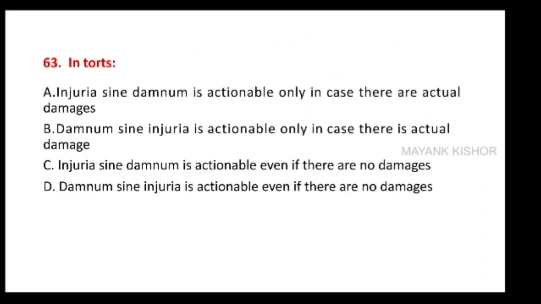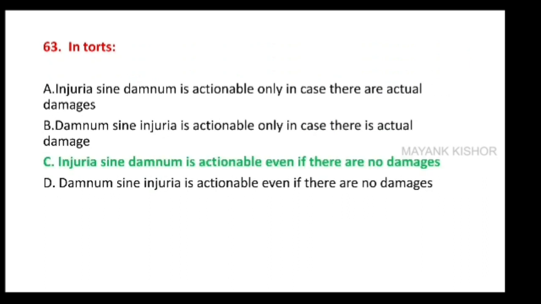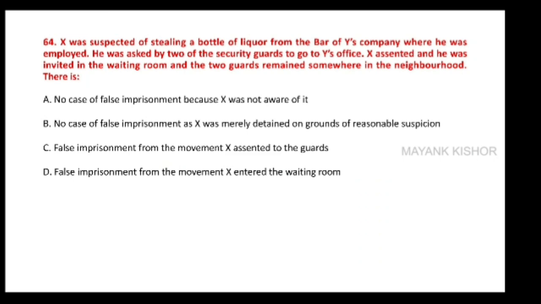Next question is question number 63. In torts, option A, injuria sine damno is actionable only in case there are actual damages. Option B, damnum sine injuria is actionable only in case there is actual damage. Option C, injuria sine damno is actionable even if there are no damages. And option D, damnum sine injuria is actionable even if there are no damages. And the correct answer is option C, injuria sine damno is actionable even if there are no damages.